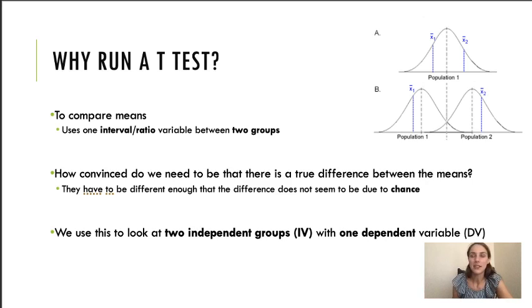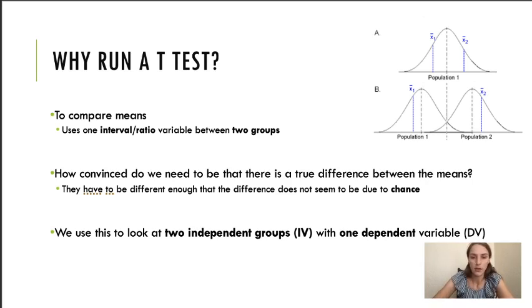So that's what a t-test does. It takes two groups and compares means between those groups to see if the groups are comparable or not, if they come from the same distribution or not. And this is also going to be based on those p-values. There has to be a less than 5% chance that the difference between the groups occurred due to chance. So again, we use this to look at two independent groups for the independent variable, nominal variables, categories, with one dependent variable, an outcome variable.